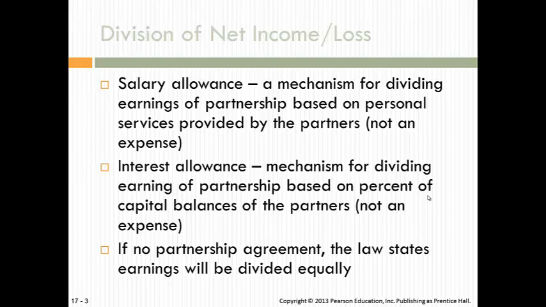Partners can agree to any method of allocating net income they want. They might use the salary allowance method, or the interest allowance method, or both, or neither. If the partners don't have a formal agreement, they are required to split net income evenly.